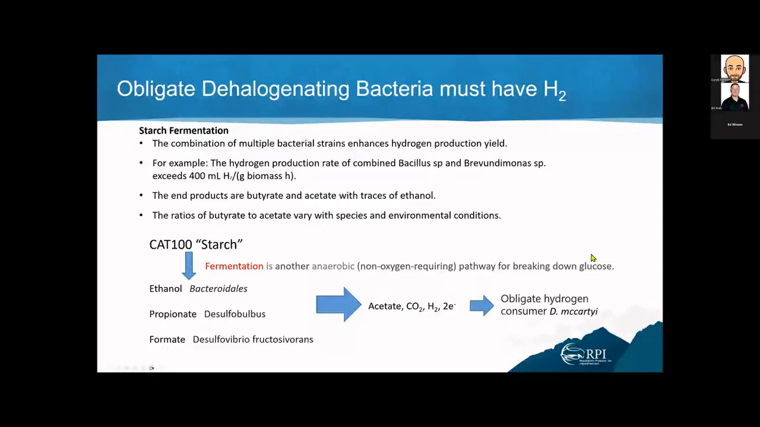So if you take CAT 100, which is starch, and you ferment it, you get ethanol, propionate, formate, all of which, depending on the microbes that are present, go to acetate. And what we're interested in is hydrogen. So you can feed the obligate Dehalococcoides.